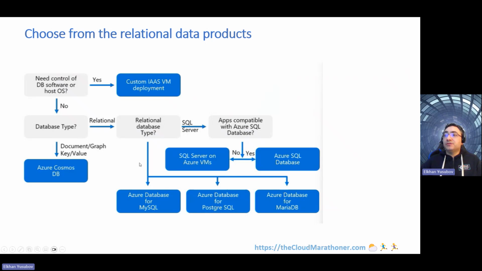Just as an example, let's say your database is actually using some components of the operating system. Then you have to install a custom virtual machine, and in that custom virtual machine you can deploy the relational data and work with that. If you don't have that relationship between the operating system and the database engine, then you may look into some managed services.